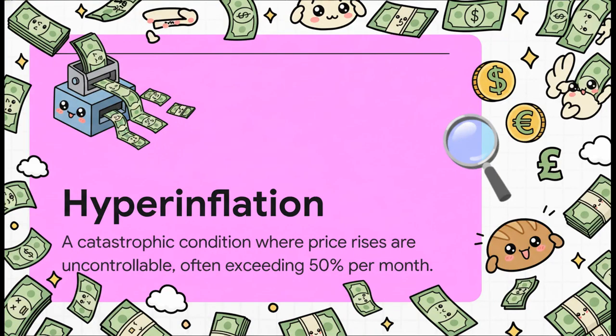First up, we've got the most extreme case you can imagine, hyperinflation. I mean, this is inflation on steroids. We're talking about prices just spiraling completely out of control, sometimes jumping by more than 50% in a single month. The classic modern example, of course, is Zimbabwe back in the late 2000s, where inflation got so bad that their currency became pretty much worthless. People literally had to resort to bartering or using foreign money. It's just a total economic collapse.